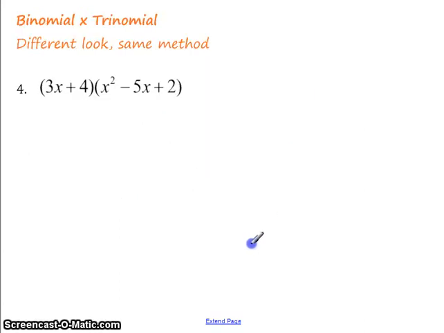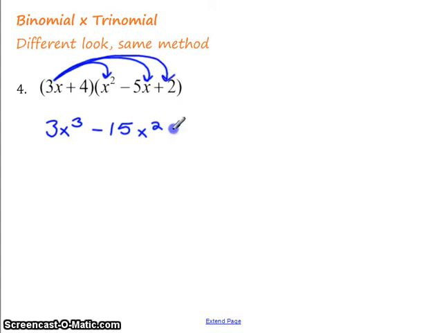In this one, I'm throwing a binomial, two terms like 3x plus 4, times a trinomial at you. Looks a little bit different, but it's the same method. The only difference is that there are 3 terms over in the second part, but we're going to do the same thing. We're going to take the 3x, and we're going to distribute it to the x squared, which gives you 3x cubed. We're going to take the 3x and distribute it to the negative 5x, which gives you negative 15x squared. And then instead of being done and going to start distributing the 4, we just have to distribute the 3x one more time. And so 3x times 2 is plus 6x.